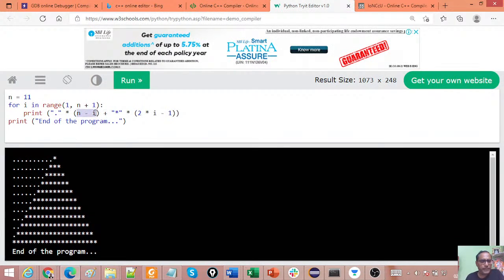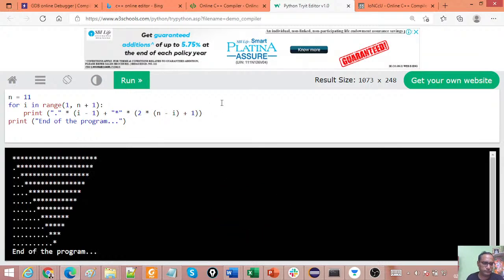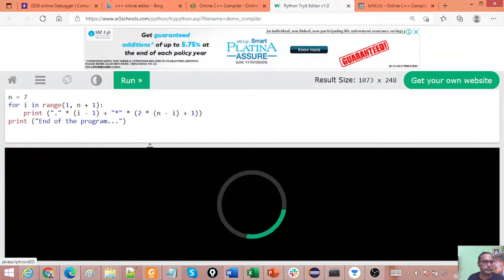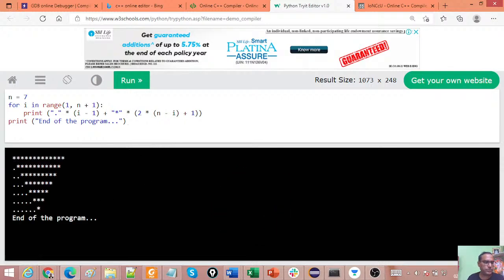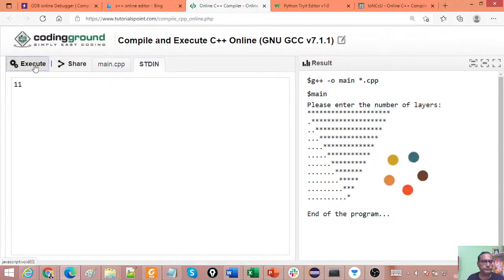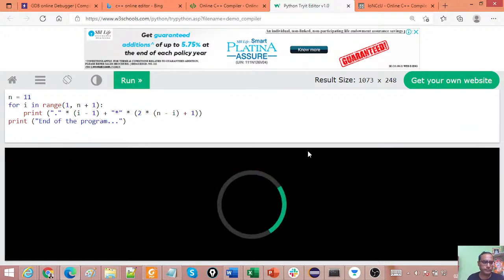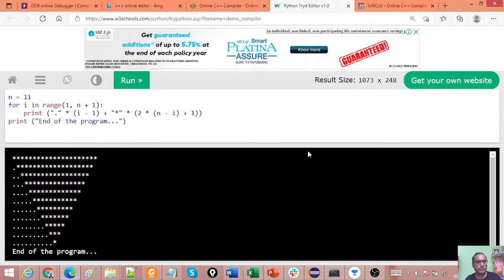So here dot will be I minus 1, and star will be 2 star n minus I plus 1. Run the code. You'll be getting the pattern reversed. Change this particular count. Go for run. So pattern has got reversed. This is for 11, this for 11, and also I'm making this one for 11. Going back to my code.